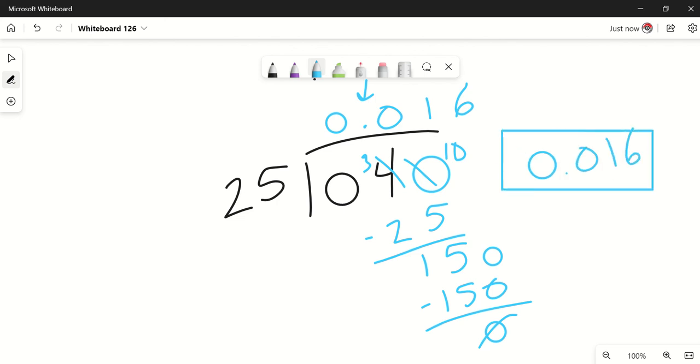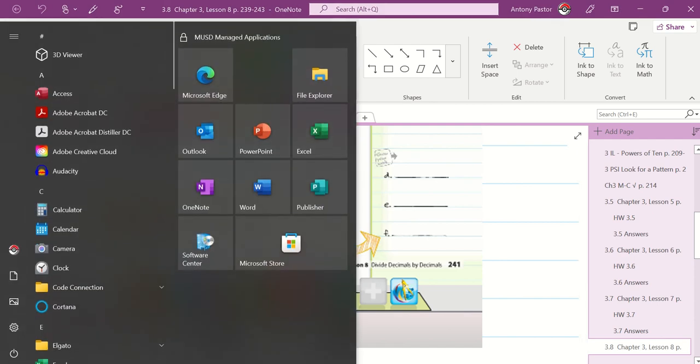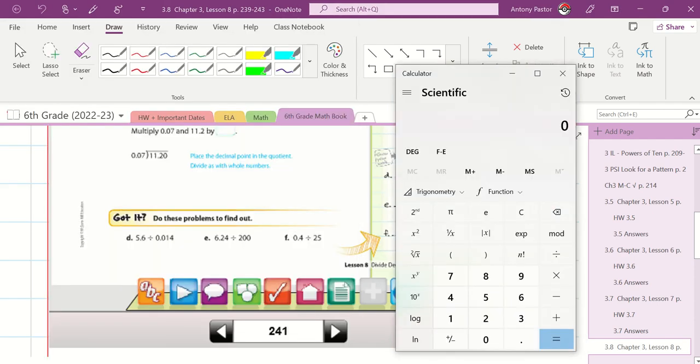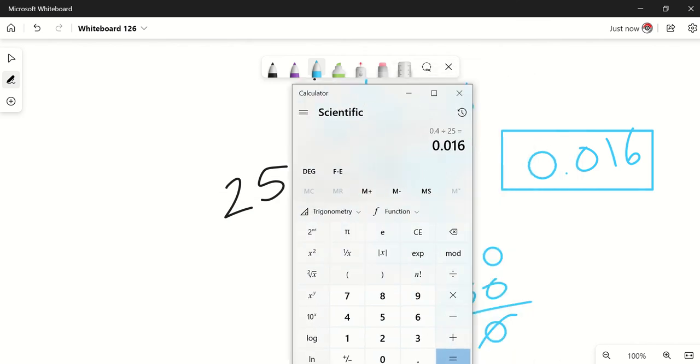And let's see if we did this correctly. Going back to the original problem, 0.4 divided by 25 equals 0.016. And we're good.